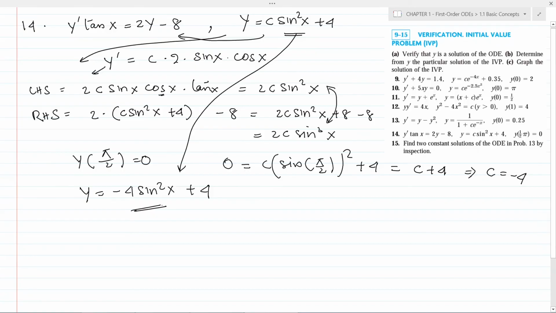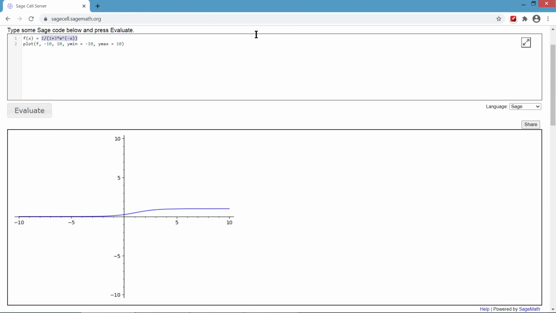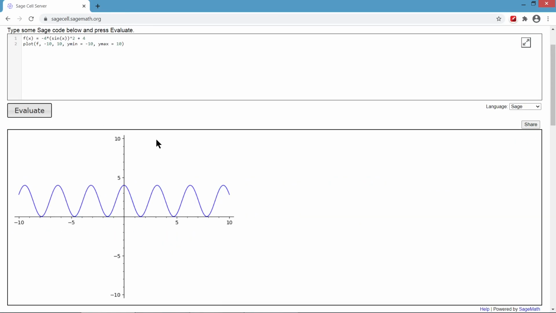Now we will plot this using Sage Math. We put minus 4 sin x multiplication symbol sin x to the power 2 plus 4. Evaluate. This is the graph.